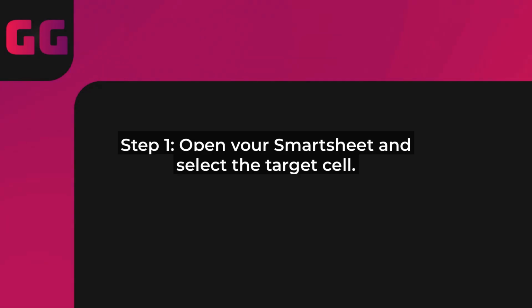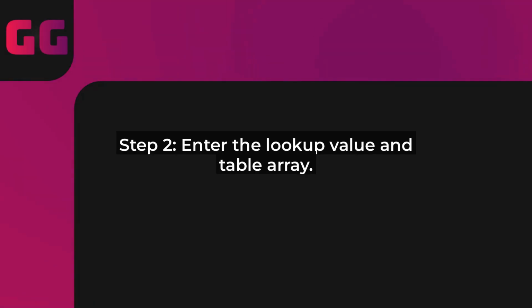Start by opening your Smartsheet and navigating to the sheet where you want to use VLOOKUP. Select the cell where you need the result. Now, type in the formula equals VLOOKUP, followed by an open parenthesis. The first argument is your lookup value. That's the data you're searching for.